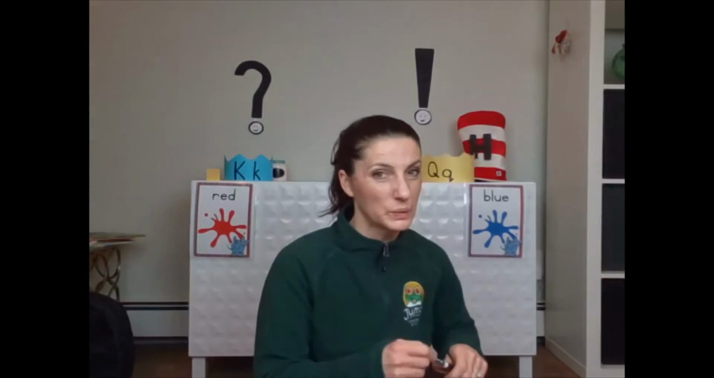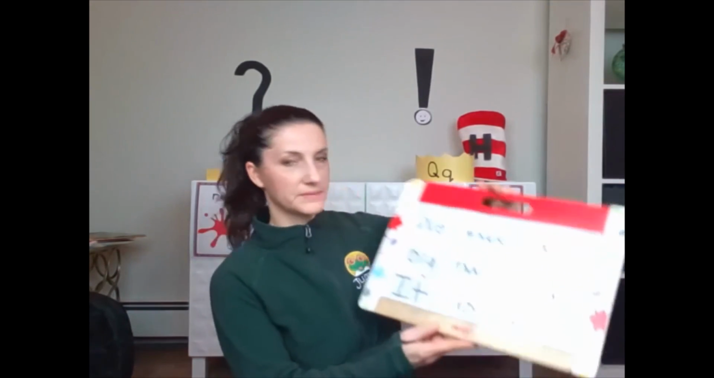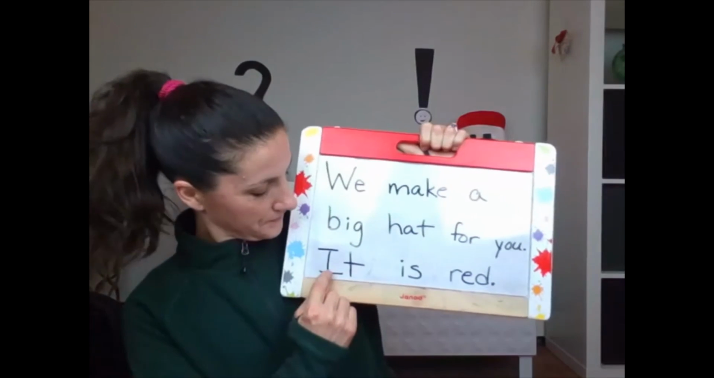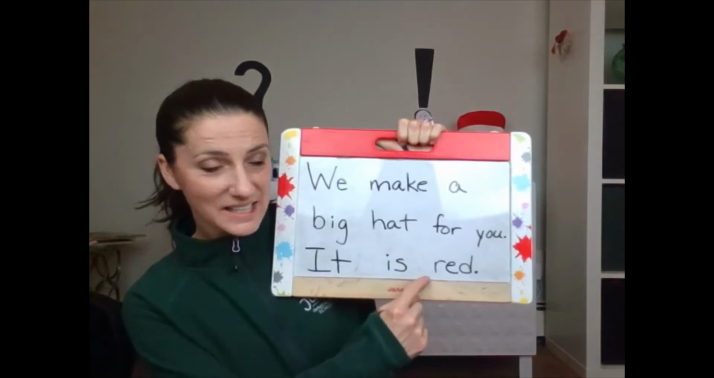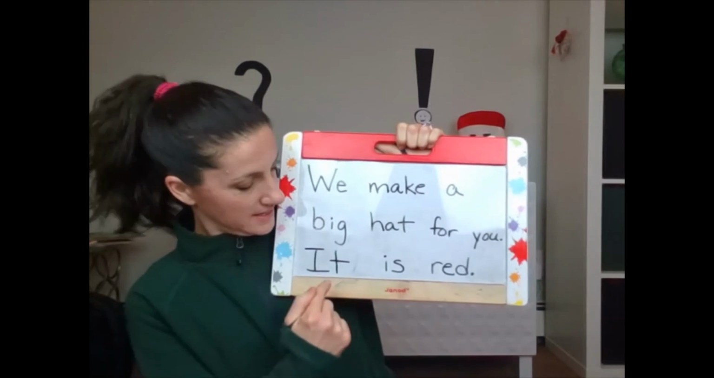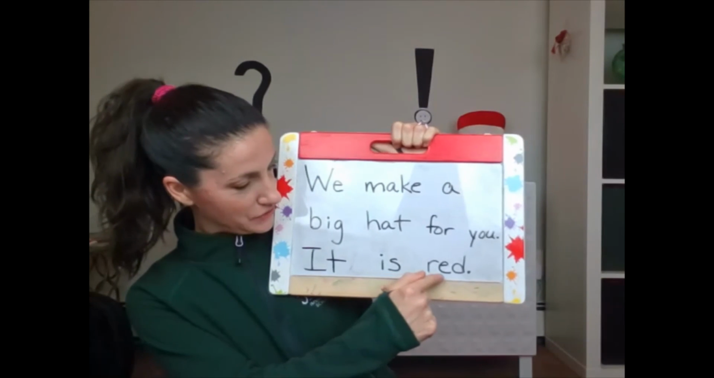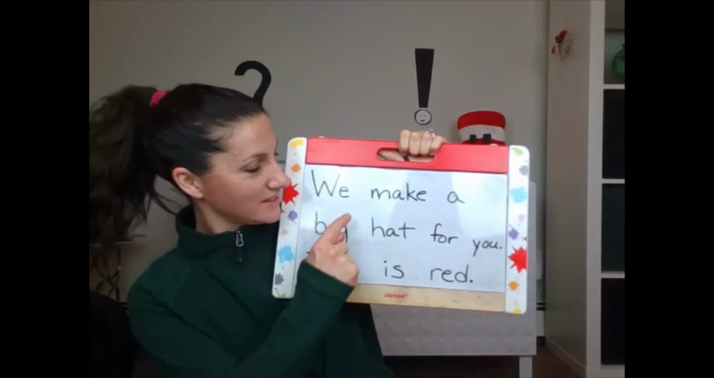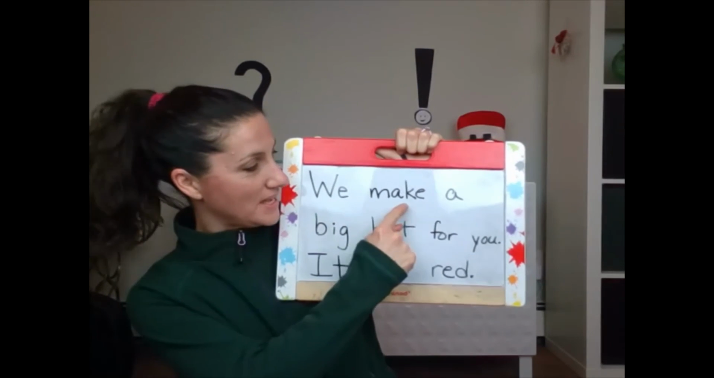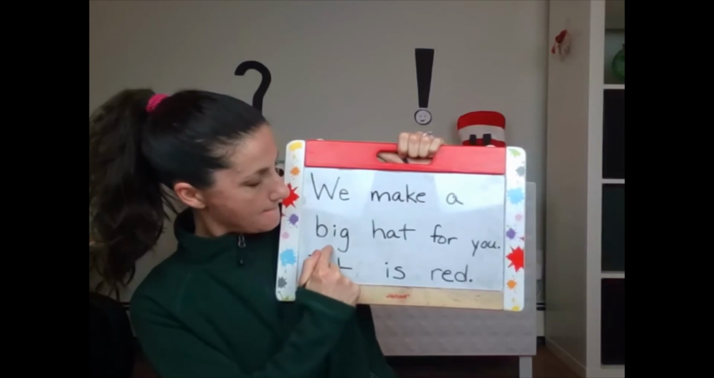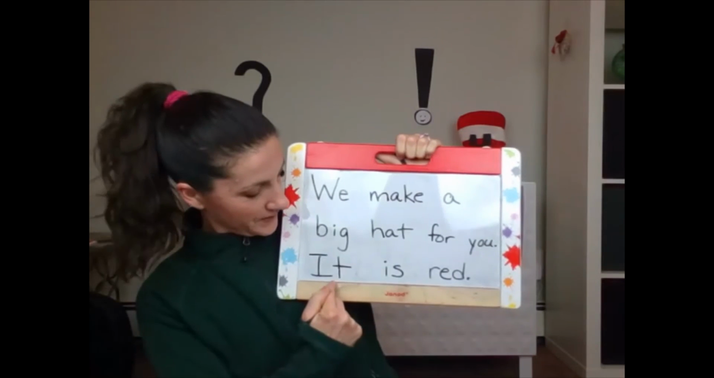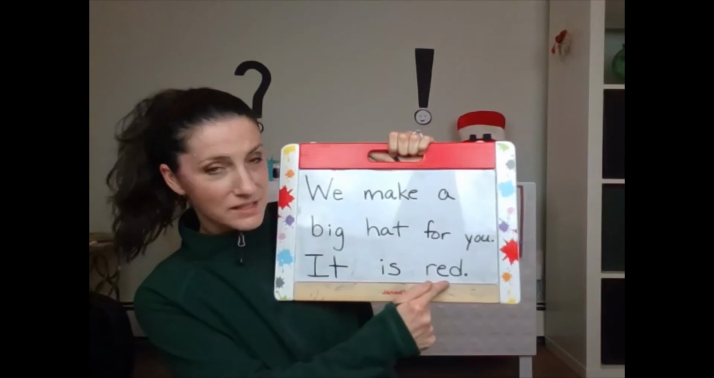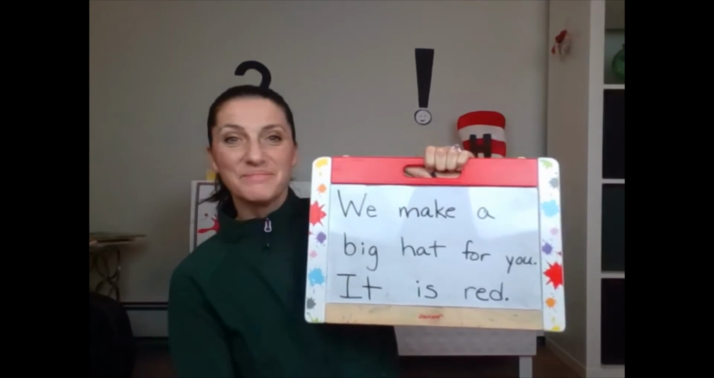I said one sentence, but I think we're going to do one more. I added one more down here on the bottom. It is red. It is red. So we have two sentences. We make a big hat for you. It is red. Excellent. All right, everybody.